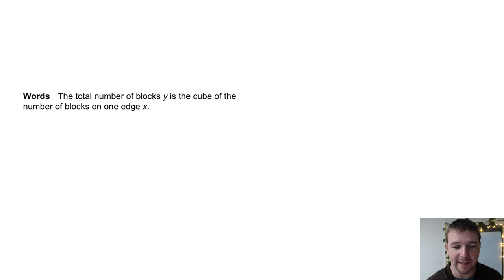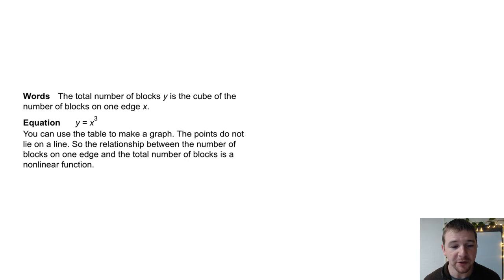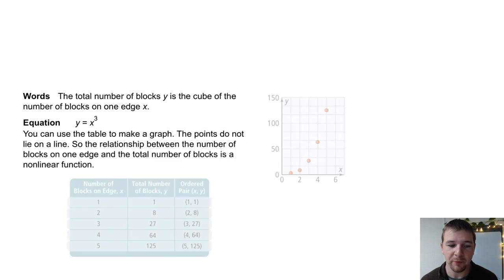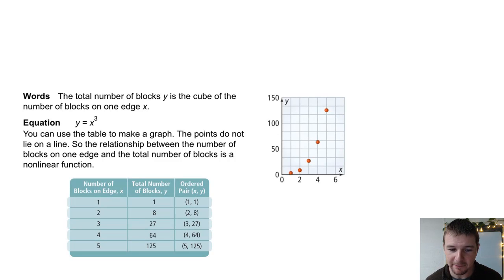In words, we can state that the total number of blocks y is the cube of the number of blocks on one edge, x. The equation would be y equals x cubed. You can use the table to make a graph. The points do not lie on a line, so the relationship between the number of blocks on one edge and the total number of blocks is a nonlinear function.